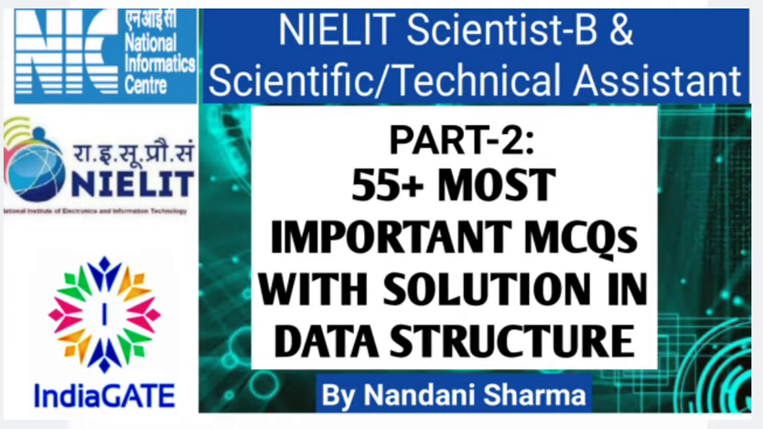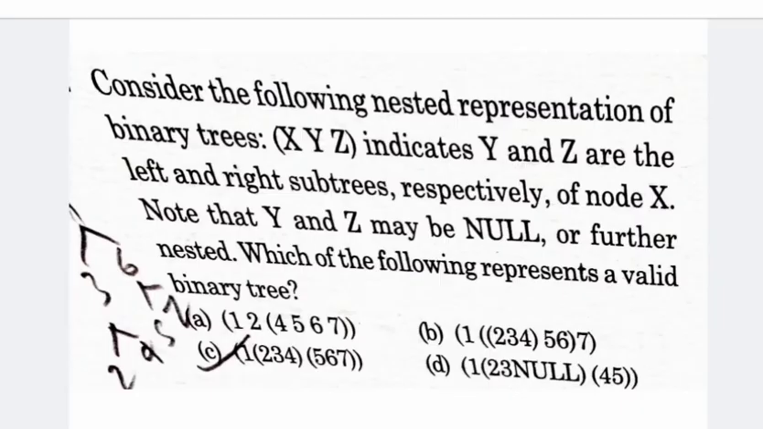So let's get started. Here is the first question. Consider the following nested representation of a binary tree: XYZ indicates Y and Z are the left and right subtree respectively of the node X. Note that Y and Z may be null or further nested. Which of the following represents a valid binary tree?